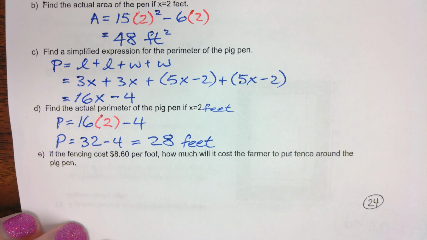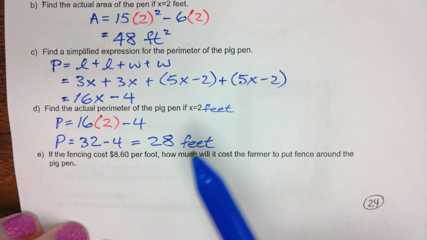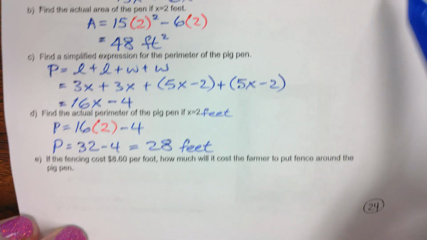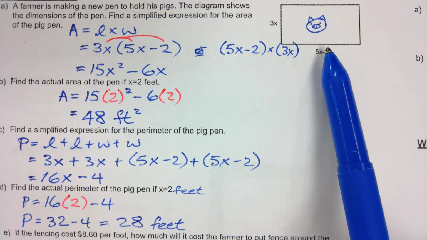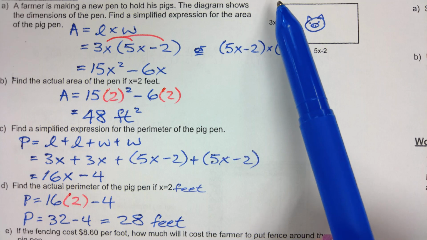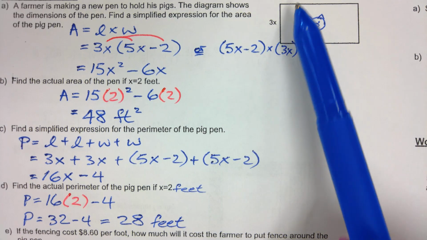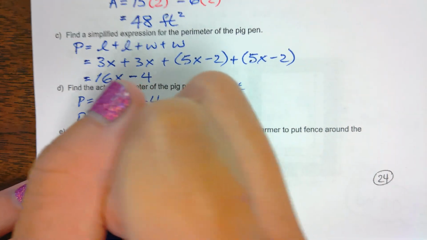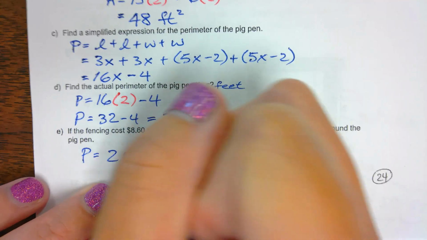Alright, so part E, if the fencing costs $8.60 per foot, how much will it cost to put fence around the whole pen? So I want to put fencing around this pig pen so that it doesn't escape. So am I talking about perimeter or area? Perimeter, because I'm talking about the outside, right? So I'm using this number then. Perimeter was 28 feet.